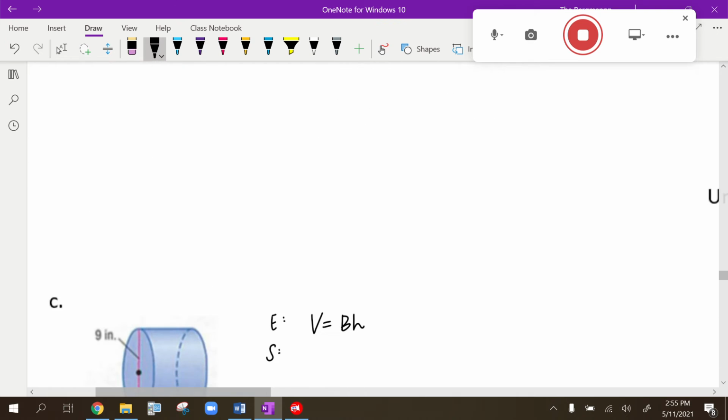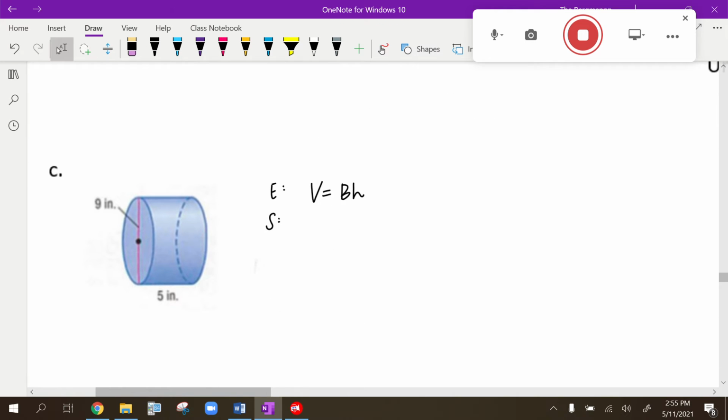Alright, let's go to C. This is a cylinder, so I know the volume is area of base times height. The cylinder, the base is the circle. I know that to find the area of a circle, I use pi r squared. Now, 9 inches, it's the pink segment going fully across the circle through the center. That means it's the diameter, giving us a radius of 4.5 inches.